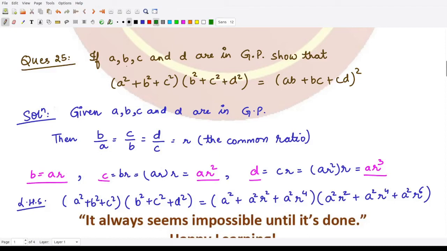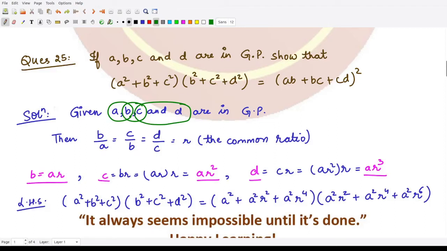In this question, they are saying if the four numbers given to us, which are A, B, C and D, are in GP, then we need to show that this expression is true. We need to prove this expression. So if four terms are in GP, that means their common ratio would be the same, correct? So B upon A would be equal to C upon B and it would be equal to D upon C, right? And all of them would be nothing but the common ratio. Let's call that common ratio R.